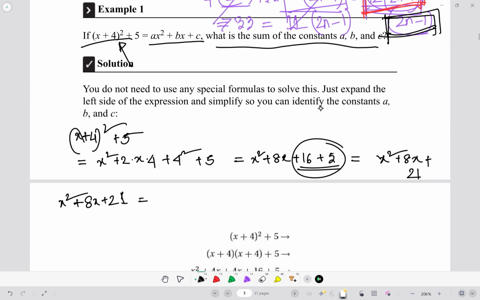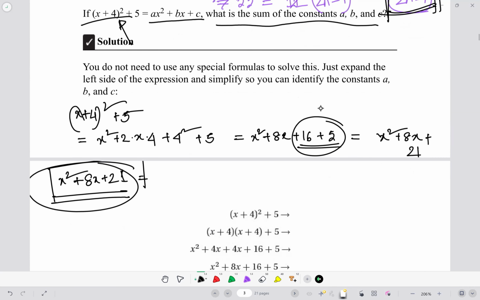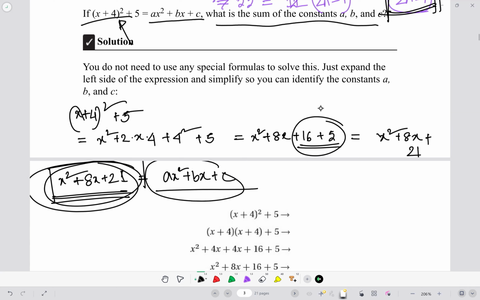You just need to equate this expression with some other equation, and that other equation is x squared plus bx plus c. Whenever you are equating two similar types of equations, this process is called coefficient equating.